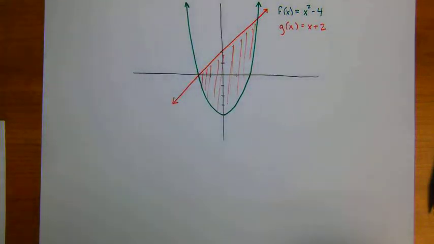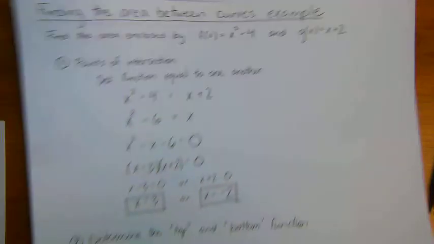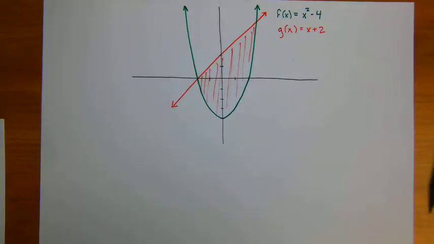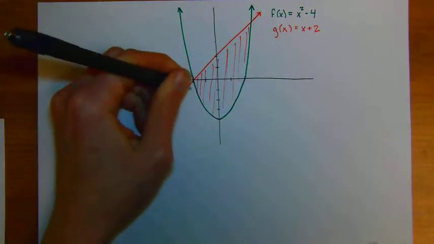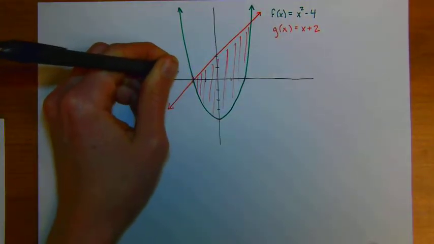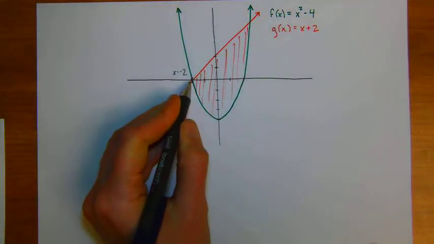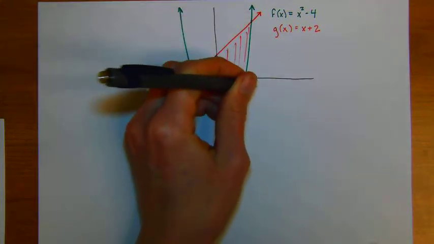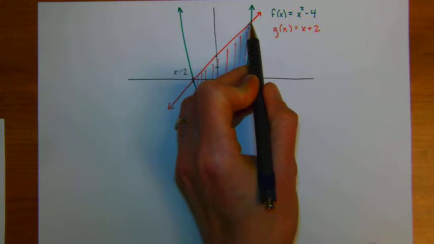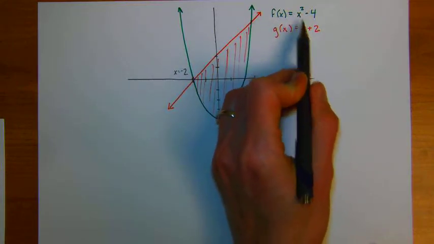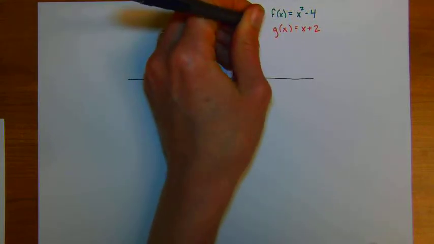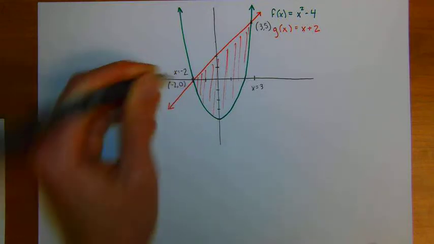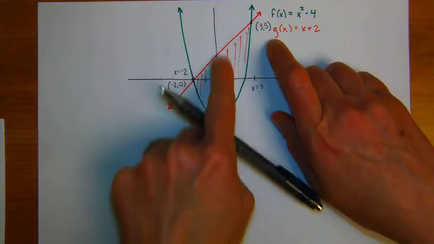From our work previously, we saw that our intersections are going to be at x equals 3 and x equals negative 2. So I can label this graph accurately to say that where x equals negative 2, that's one of the intersection places, and the other intersection place is going to be at x equals 3. And I don't need to know what the y-coordinate is, but I could plug in x equals 3 into either of these functions, and it'll give me the fact that the y-coordinate is going to be 5. And over here, the y-coordinate is going to be 0. But that's all the information that we need to find the area between these curves.